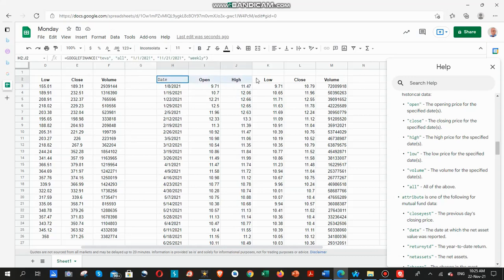So I think I've given you plenty of ideas about the information you can get and manage your spreadsheets following your favorite shares or stocks or other investments using Google Sheets and Google Finance. I hope you found it useful.